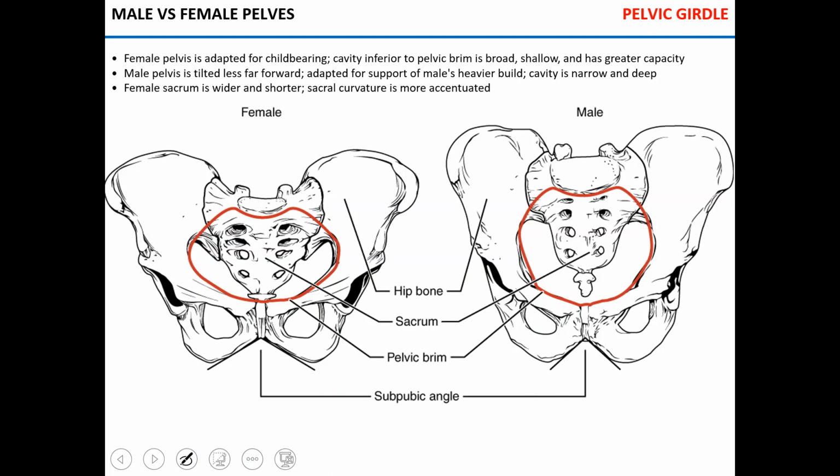The cavity inferior to the brim is shallow and has greater capacity. The male pelvis is less forward tilted, which better supports the heavier male body. The cavity is rather narrow but deep. The sacrum in females is wider but shorter, and the sacral curvature in females is more accentuated than in males. Also, the subpubic angle in females is much wider than in males.